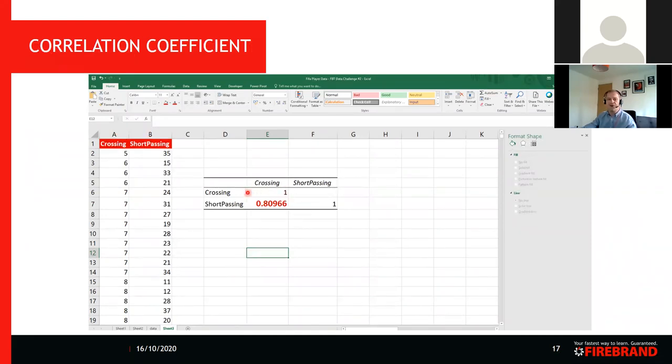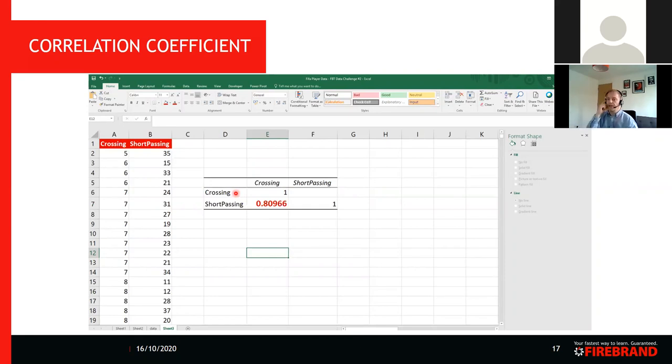Oh, maths loves numbers, does it not? But there are some rules around this number. The number can't be above one. It can't be below minus one. Anywhere near to either one or negative one indicates a strong relationship. So 0.89 is pretty close to one. So there's a strong positive relationship between the variables crossing and short passing.